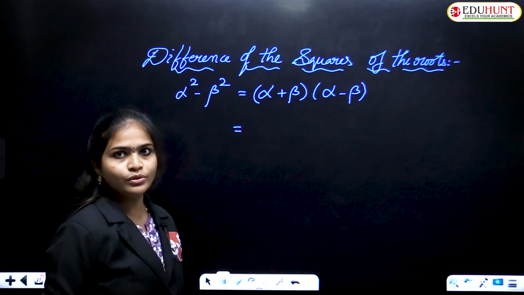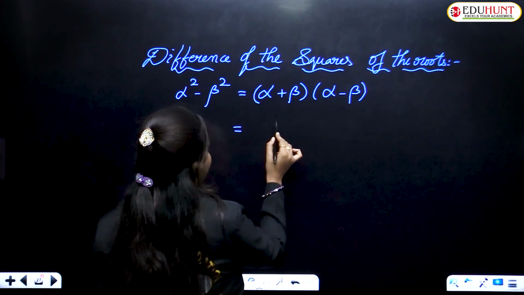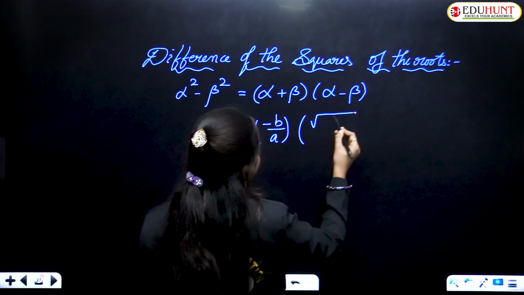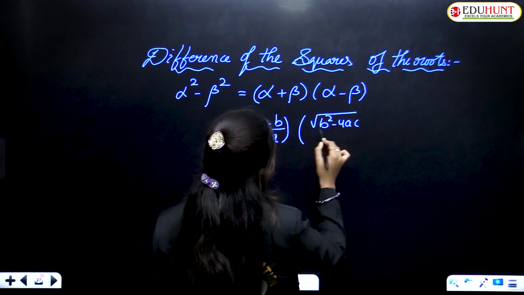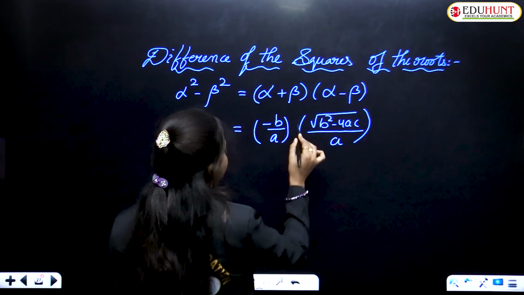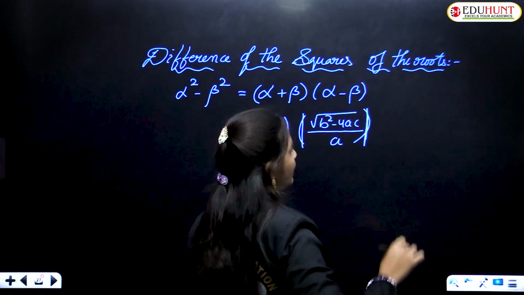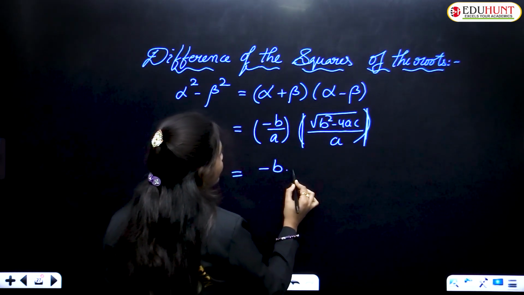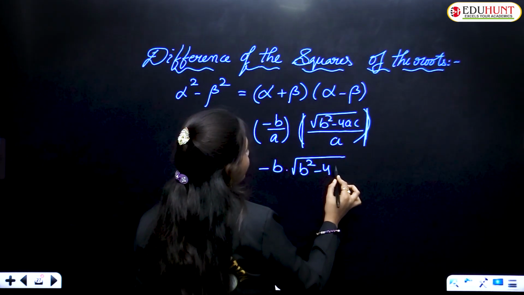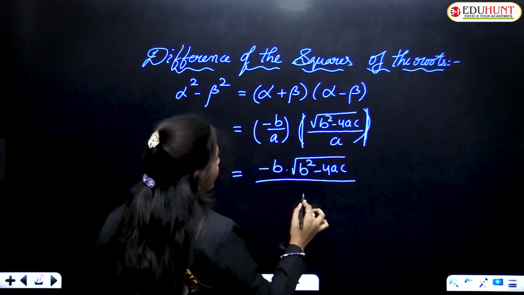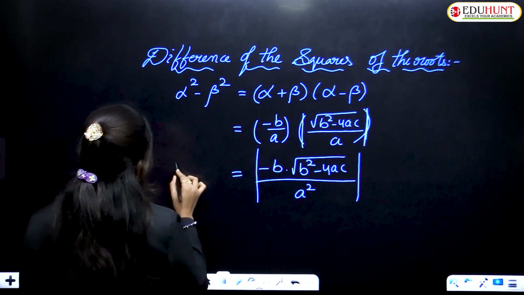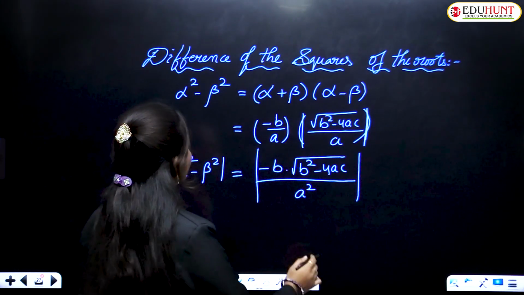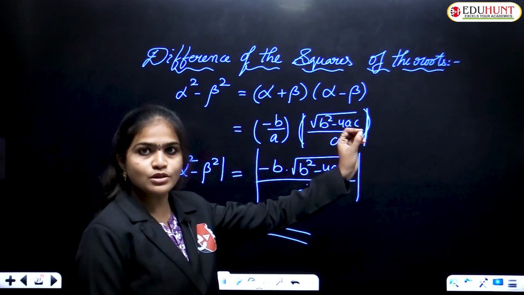Alpha plus beta value we know that. What is alpha plus beta? Minus b by a. So alpha minus beta is equal to square root of b square minus 4ac by a. Actually, this is modulus. Here positive or negative we don't know. So it equals minus b into square root of b square minus 4ac by a into a, which is a square. So this is the value of the modulus of alpha square minus beta square, either positive or negative. So this is about the difference of the squares of the roots.